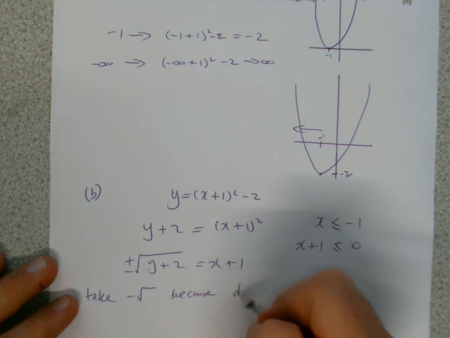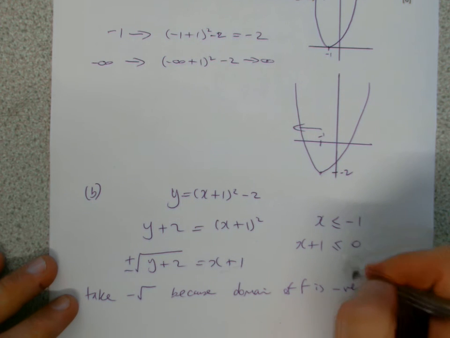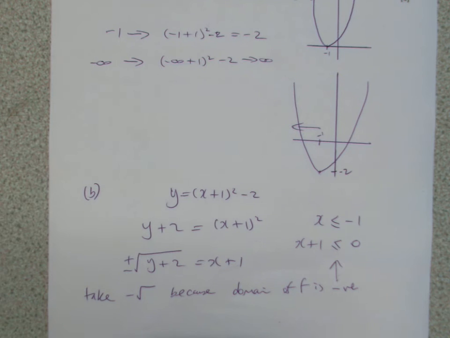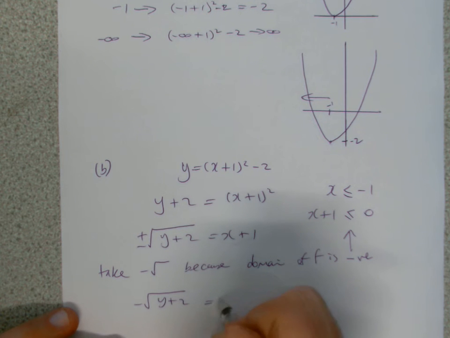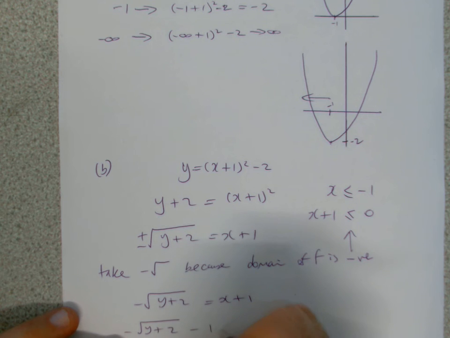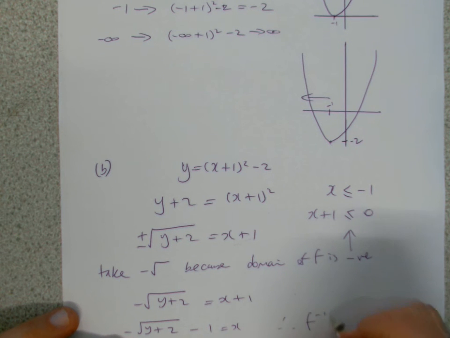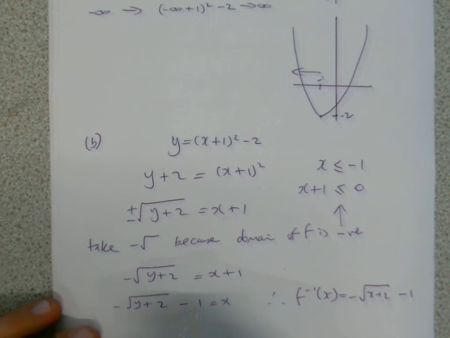So the domain of f is negative, as we've just proven there. In fact, x plus 1 is negative. So therefore, negative root of y plus 2 equals x plus 1. So negative root of y plus 2 take away 1 equals x. So therefore f to the -1 of x equals negative root of (x plus 2) take away 1. Okay, and we've got our answer.